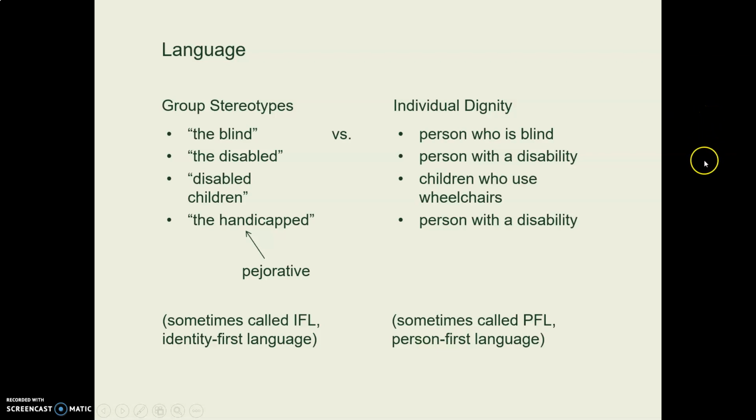So that identity first language kind of blocks us from thinking about the person as an actual person who deserves respect. So many people try to use what's called person first language, and you might hear me do this. I try to use the word person, a lawyer, an architect, a person, and then if I have to mention the disability, then I'll say who uses a wheelchair, who is blind. So I'm highlighting who the person is, not the fact that they have this particular disability.